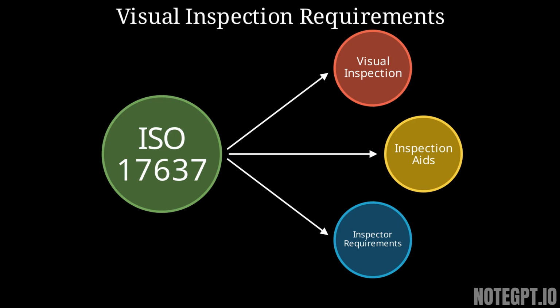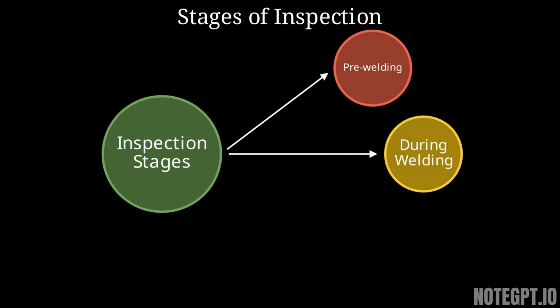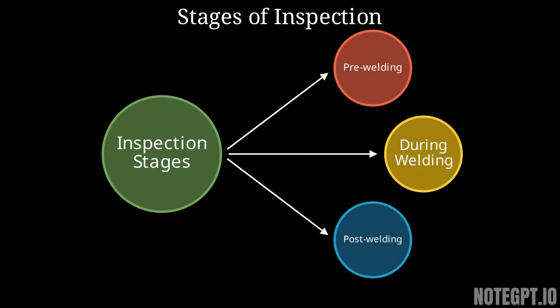Inspectors must be familiar with relevant standards and have good vision, checked annually. Inspection is required before, during, and after welding. Each stage involves specific checks, such as material verification, equipment calibration, process monitoring, and documentation review.